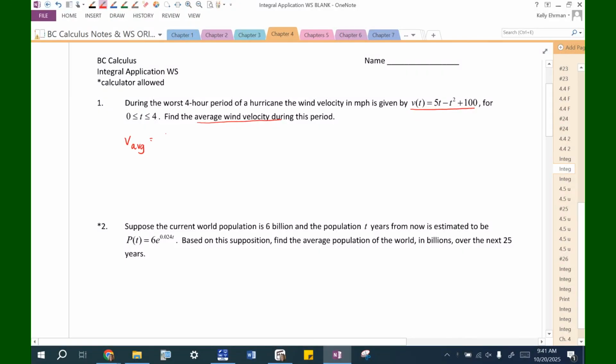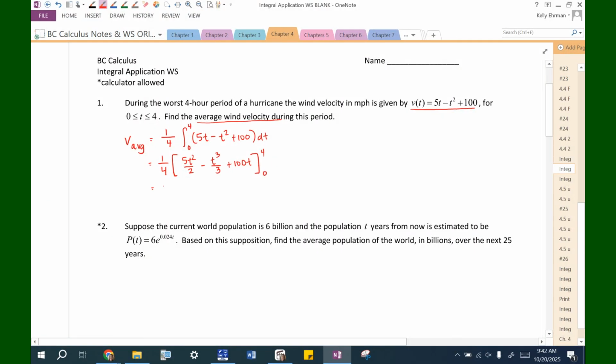Velocity average is equal to 1 over 4 minus 0 times the integral from 0 to 4 of v of t dt. So we should put v of t in parentheses to multiply it by dt. And then we're going to start integrating this. So 1/4, so this becomes 5t squared over 2 minus t to the third over 3 plus 100t. We're evaluating from 0 to 4.